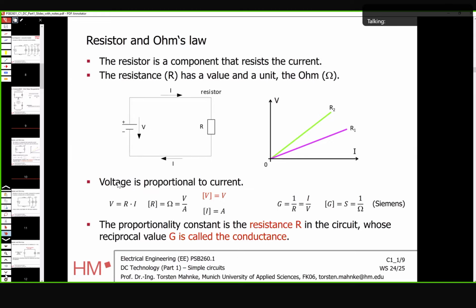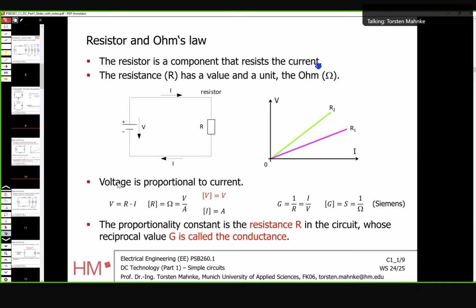I showed the symbol before. The symbol is just looking like this. It's very simple. It's a rectangle with two connectors. And this denotes a resistor device. And what is a resistor device? I defined it as a component that resists the current, which means that if I try to push a current through a resistor, it's harder when the resistance value is higher.